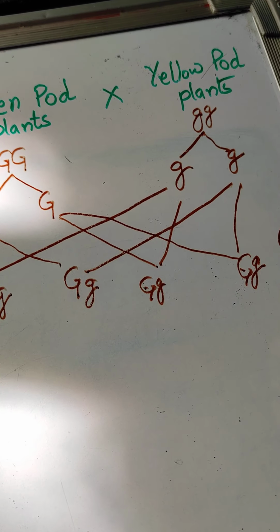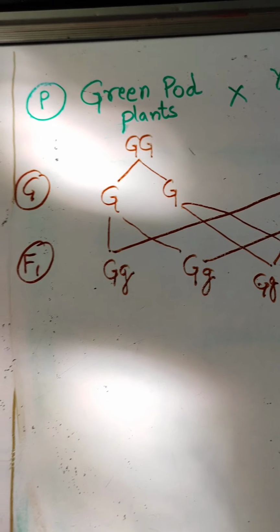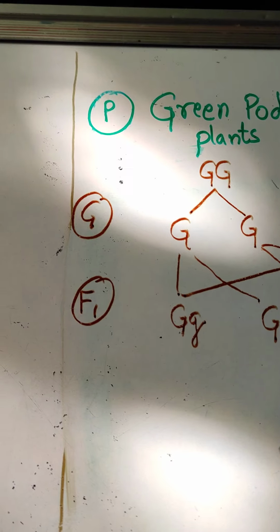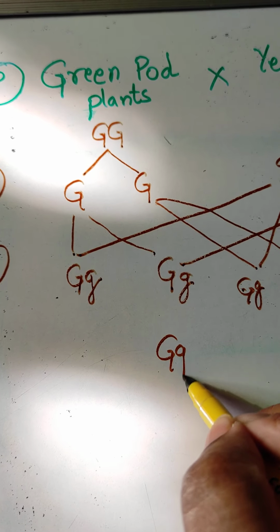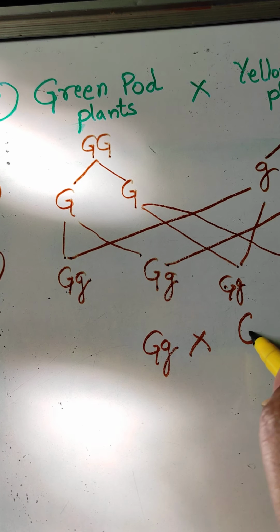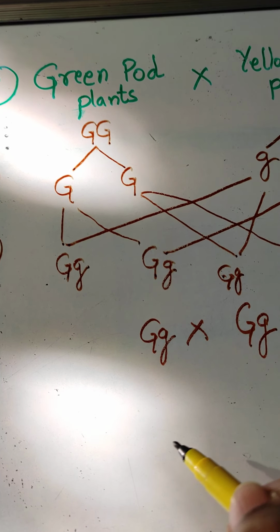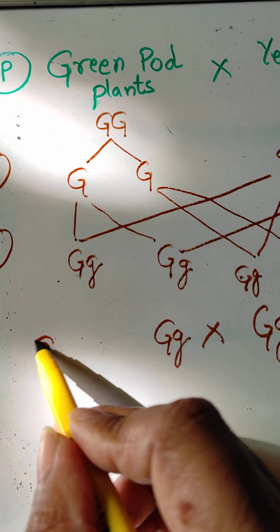Green pods. Now for the F2 generation we have to self cross capital G small g and this, both. These are the parents, and they are crossed.